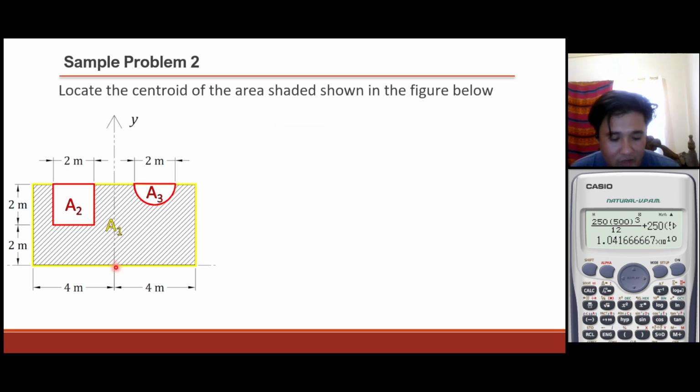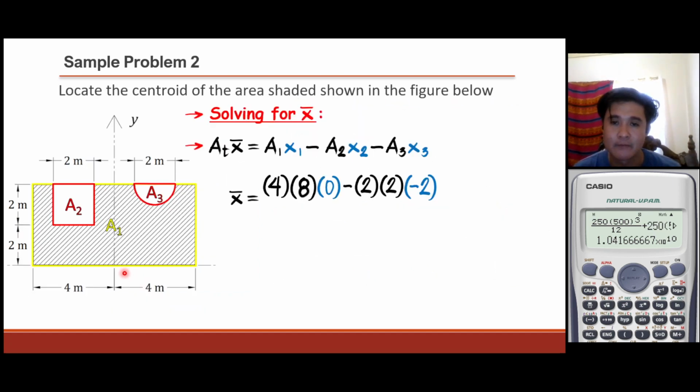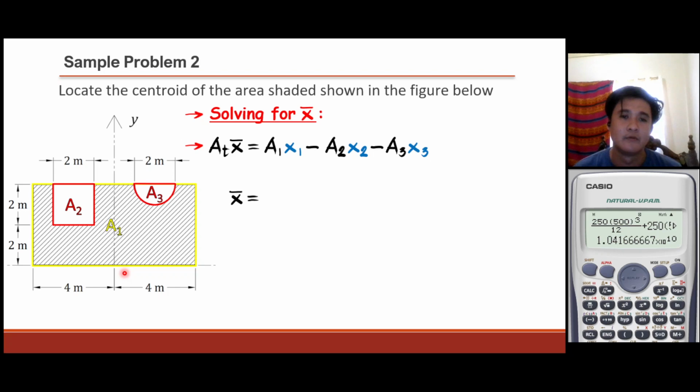Again, yung reference point natin ay itong point na ito. Okay, this will be yung reference point natin. And makikita natin na yung A1 natin ay yung centroid niya ay naka-align dun sa ating reference point. So therefore, yung x distance niya ay 0. X distance ng centroid niya.